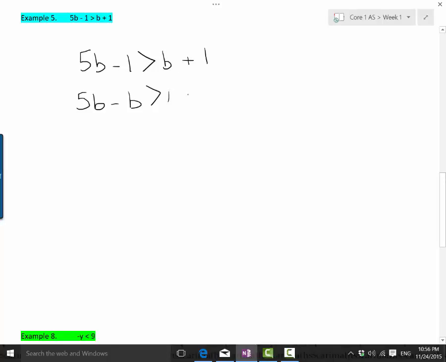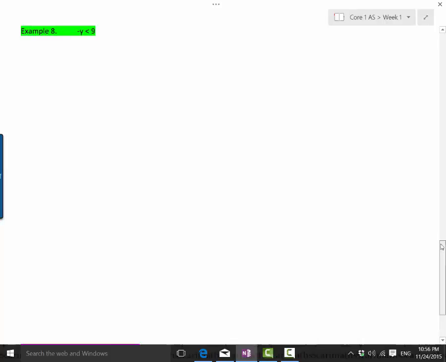So you get 1 plus 1. So you get 4b is greater than 2. So b is greater than 2 over 4, so b is greater than a half when you simplify it. Hopefully these are getting more and more comfortable.